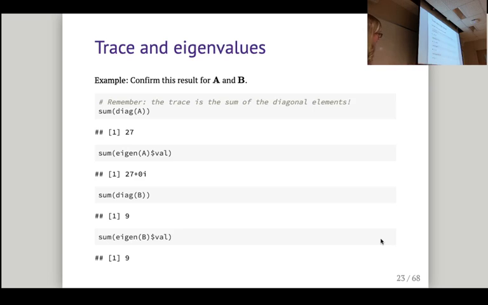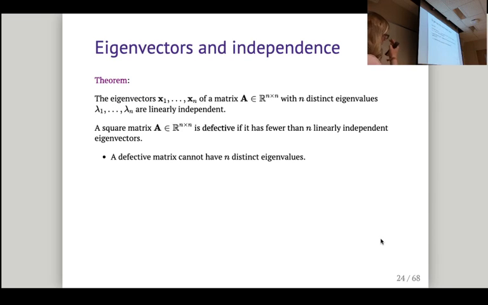All right, so again, confirming this result, summing the eigenvalues does in fact result in the trace. So, theorem: the eigenvectors of a matrix with n distinct eigenvalues are linearly independent. So if our matrix A has n eigenvalues, they're all unique, so none of those eigenvalues are repeated, the eigenvectors are independent. The eigenvectors will be unrelated.